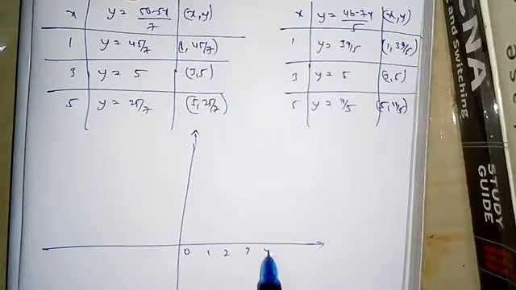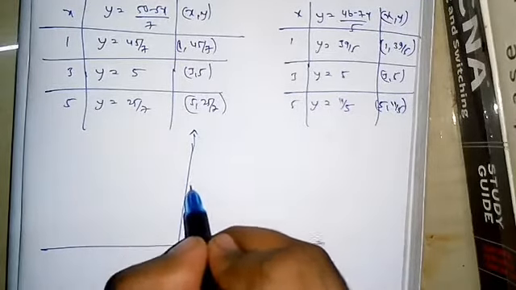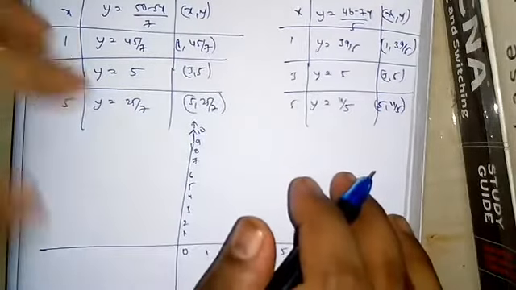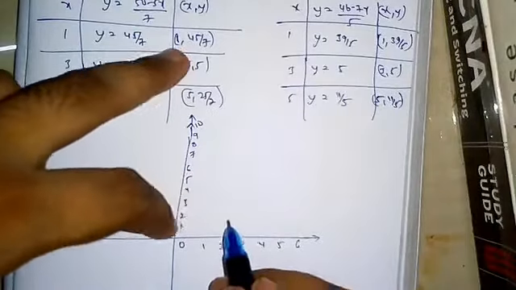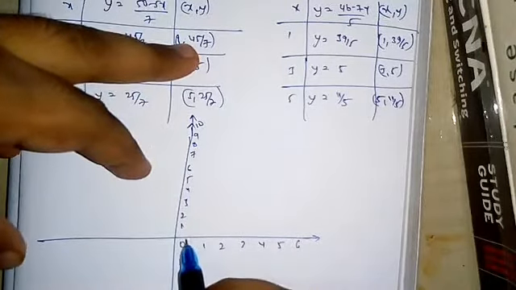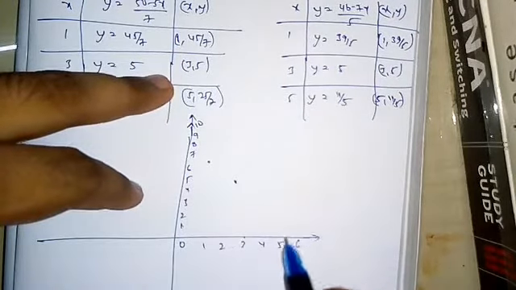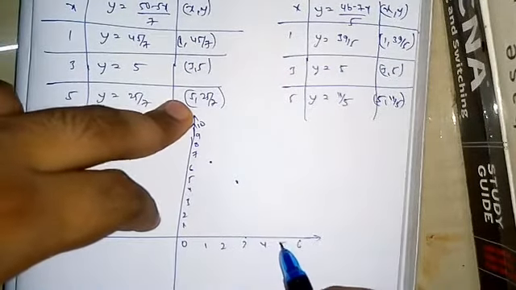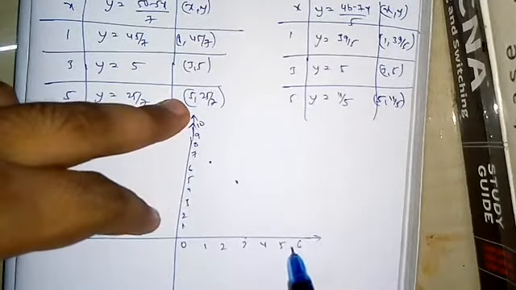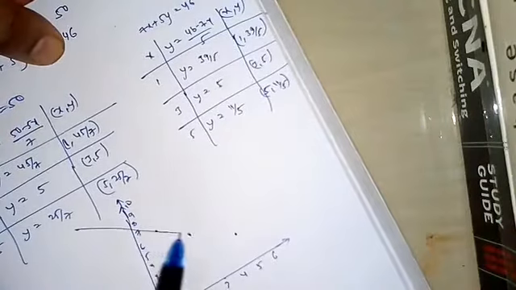0, 1, 2, 3, 4, 5, 6. 1, 2, 3, 4, 5, 6, 7, 8, 9, 10. So the first point is 1 comma 45 by 7. 45 by 7 is 6.4. So it will be 1 comma 6.4 somewhere here. Next is 3 comma 5 somewhere here. Next is 5 comma 25 by 7. 25 by 7 is 3.6. So 5 and 3.6 somewhere here. If you join these points, you get a straight line like this.